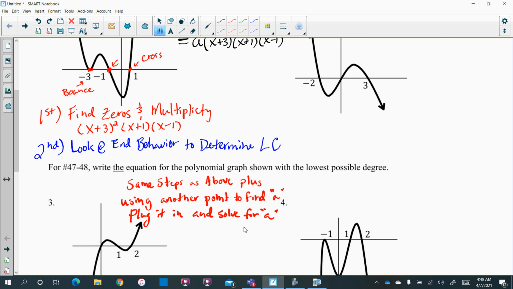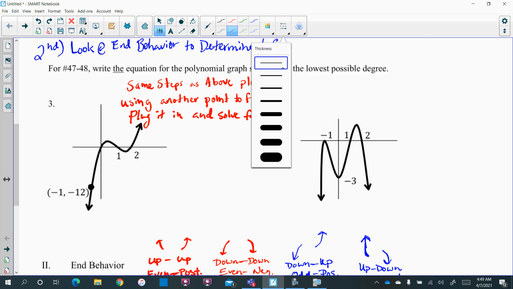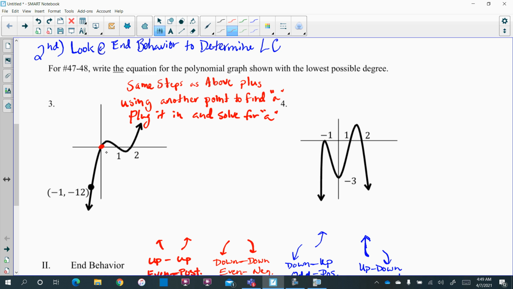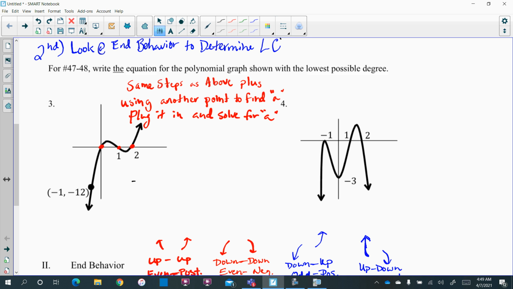That means we need to know the A. So you're still going to follow your steps, meaning you're still going to look at your zeros. And if I look at my zeros here, I have a 0 at 1, and at 2, okay? And because all of these zeros are crossing, the multiplicity has to be odd. So if I just start off with that information, let's do this. Using our form, which is the function of x, right?